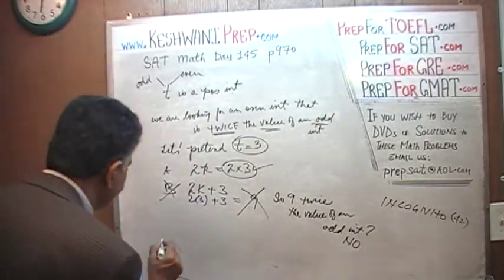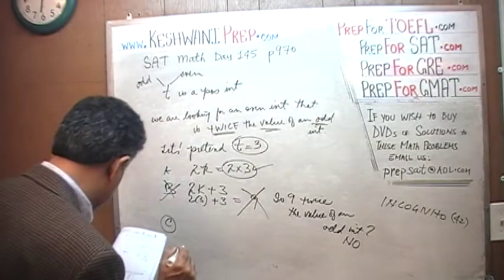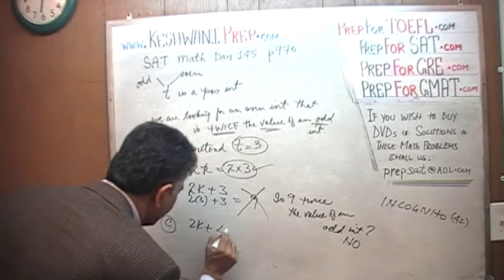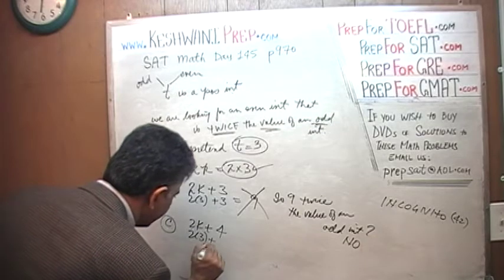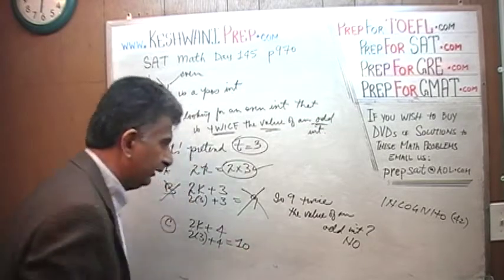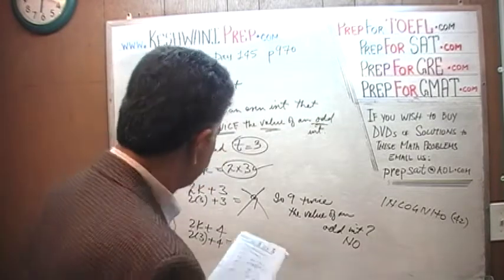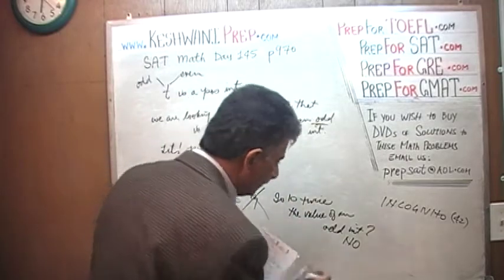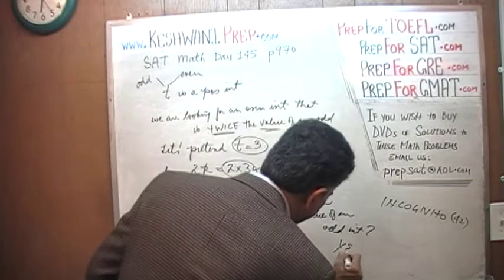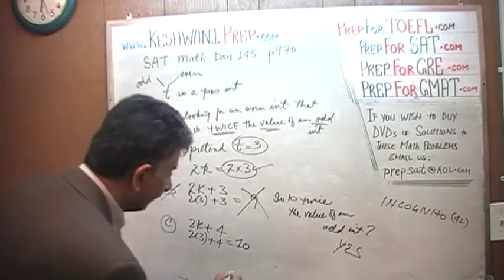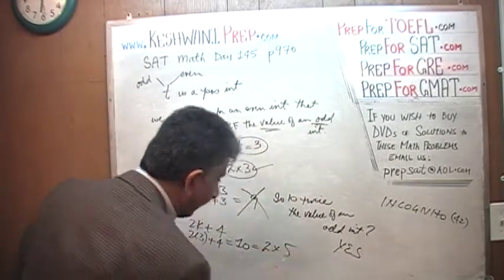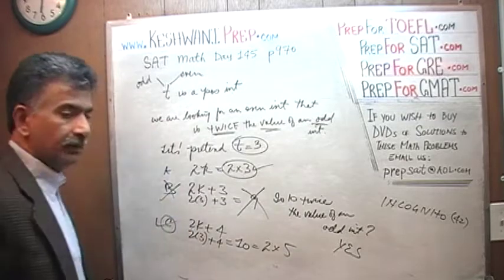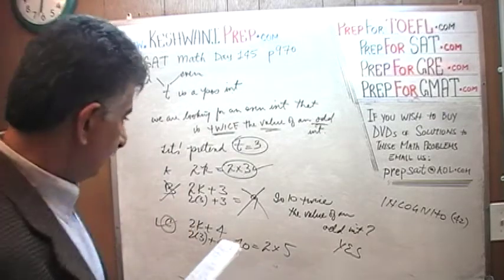Let's look at C. C says 2k plus 4. Again, 2 times 3 is 6. 6 plus 4 is 10. Is 10 twice the value of an odd integer? The answer is yes. 10 is 2 times the value of an odd integer. So C is still possible. So far we only ruled out B. Let's look at D.